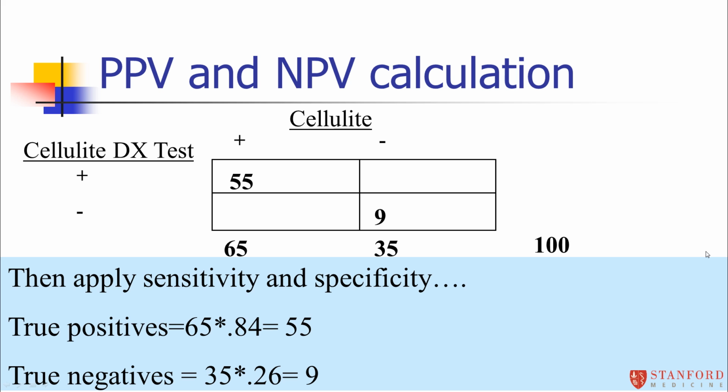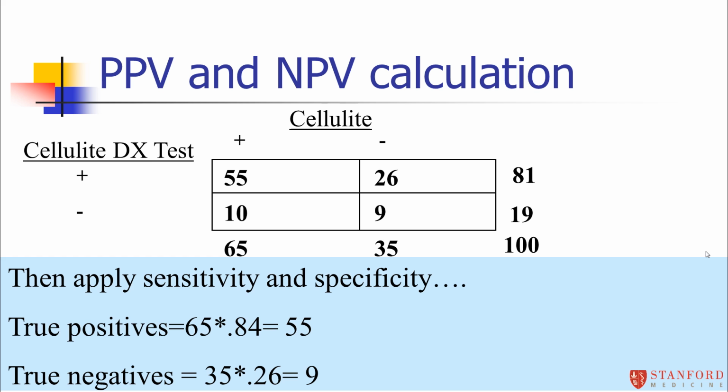And then you can just subtract. Now we have enough information to be able to fill in the rest of the cells. So for example, 65 minus 55 is 10, 35 minus 9 will get us to 26, so we can fill in all of those cells. So now we have enough information with the correct prevalence of the disease in the population to calculate positive predictive value directly from the 2x2 table.